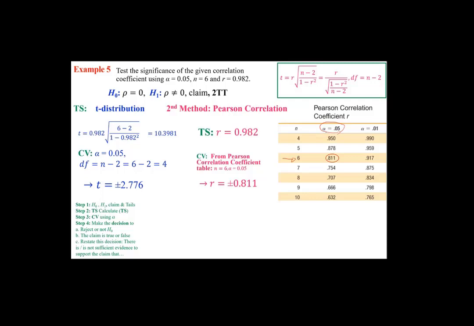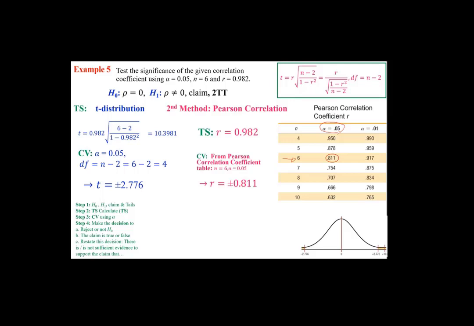let's look at graphs. If we look at the graph for the first one, notice what happens. You have t equals plus or minus 2.776. We have that. And look at the test statistic. The test statistic, 10.398, is way into the rejection region. You're going to reject H0 if you use the t-distribution, class. I hope it's clear.